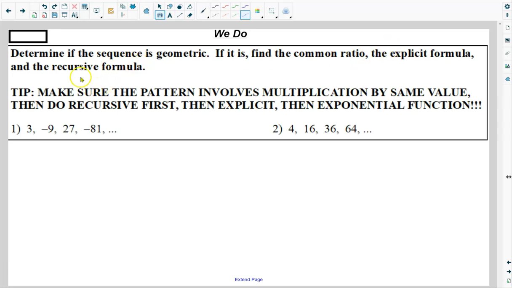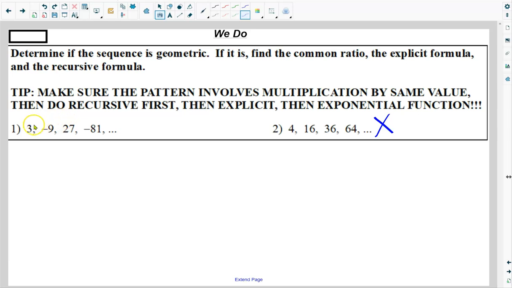So they switch it here for you guys. Do the recursive first. Okay? Explicit and then exponential formula. Now the tip is make sure that the pattern involves multiplication by the same value. Okay? So let's look at this one here real quick. 4 times 4 is 16. Times 4 would be 64. But something else happened here. So this already is not geometric. So you would not do this one. Okay?